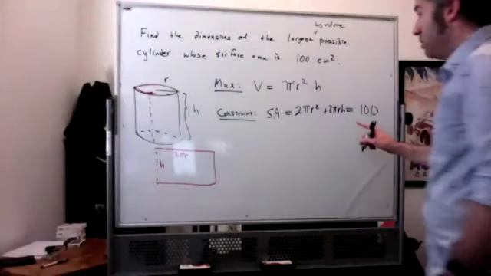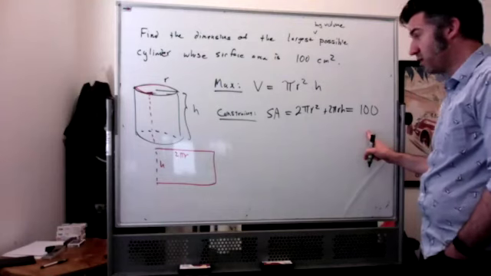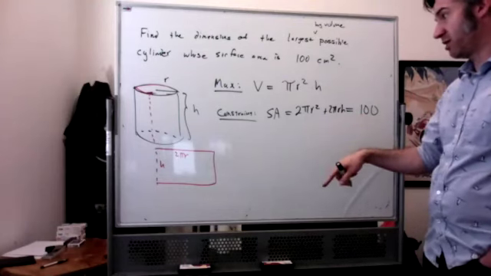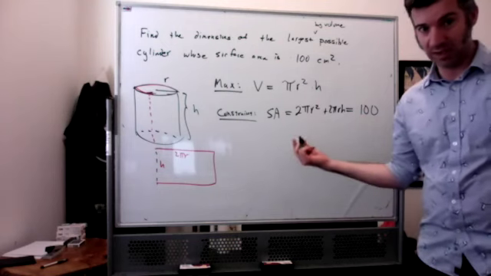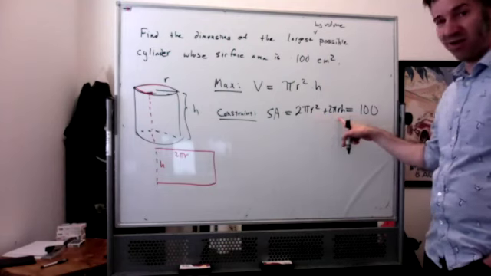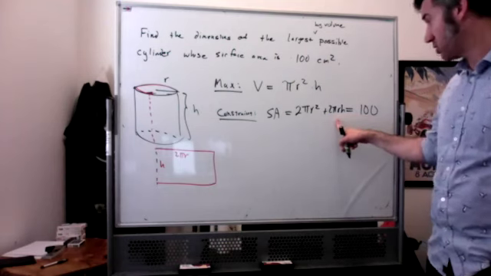h. Okay, so then we have to take this equation and solve for one of the variables. And we have a choice. You can either solve for r or solve for h. But since there's only one h and there's an r squared and an r, it's going to be way, way easier to solve for h.